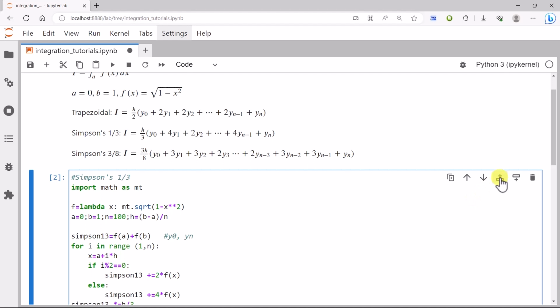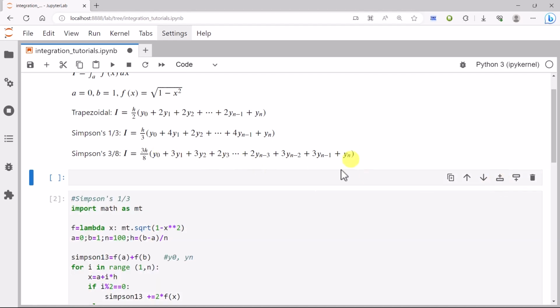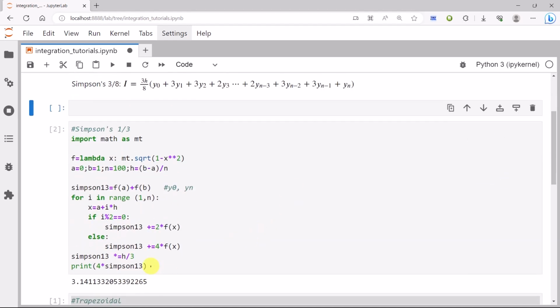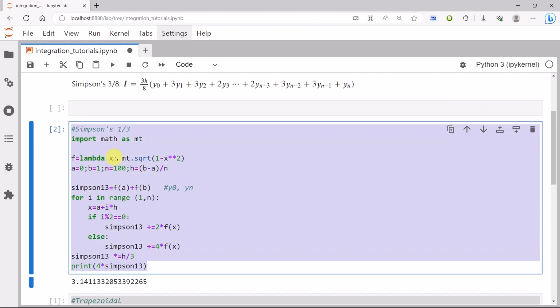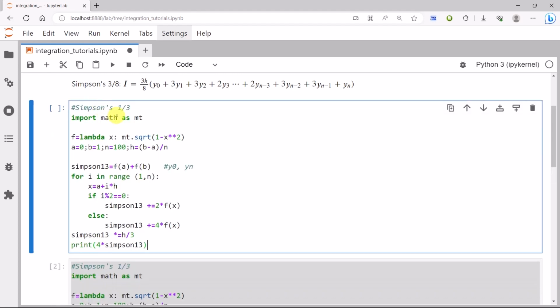I am adding it above it so that we can see this expression. Let us just copy this Simpson's 1/3. It should be something like this. So this is 3/8.